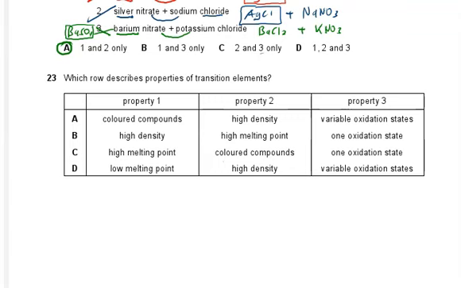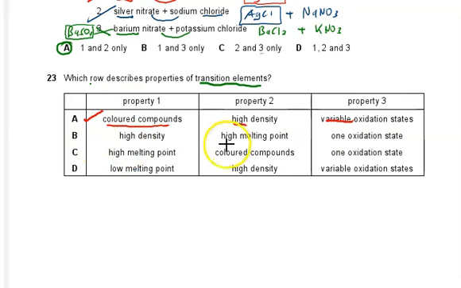Okay. So here, which row describes the properties of transition elements? Let us just eliminate the one that is not relevant. They have variable oxidation state, high density, yes. Colored compound, yes. Okay, this is all okay. So maybe A is the answer.